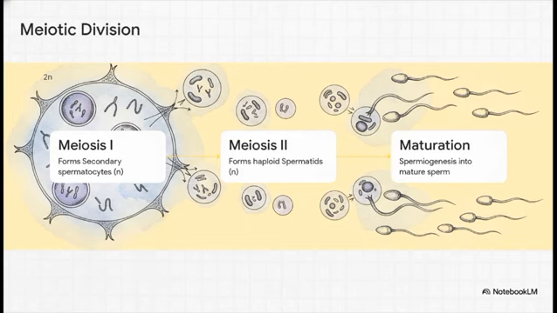Once we have that primary spermatocyte, boom, the magic of reduction division begins. Meiosis I kicks in, halving those chromosomes to produce 2 haploid secondary spermatocytes. We've officially shifted from 2N down to N. Then these secondary spermatocytes immediately undergo meiosis II, which is an equal division, giving us 4 haploid spermatids. But wait, spermatids are immature. They are definitely not the final mature sperm yet.